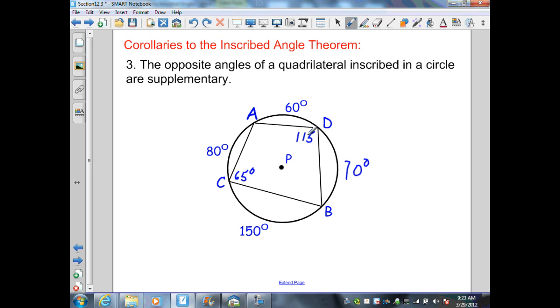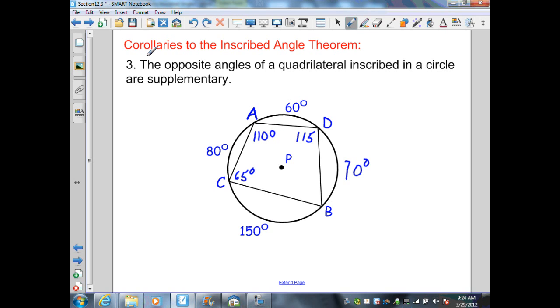Let's verify that by using the inscribed angle theorem. The inscribed angle ADB has an intercepted arc ACB. The measure of ACB is 80 plus 150, which is going to be 230. Half of 230 is 115 degrees. The inscribed angle CAD has an intercepted arc DBC. And the measure of DBC is the sum of 150 and 70, or 220. So the measure of its inscribed angle is going to be 110 degrees.